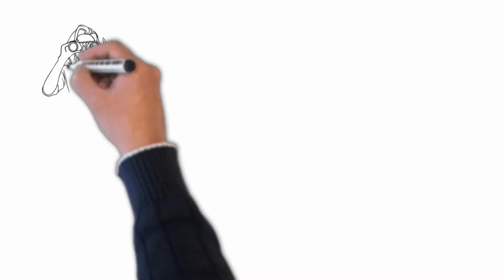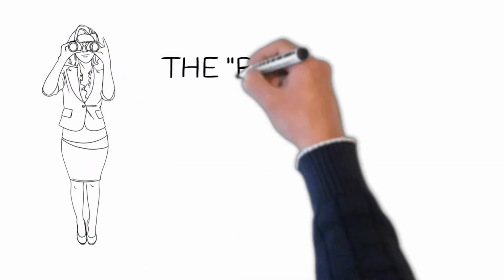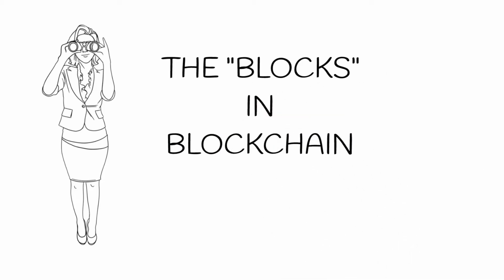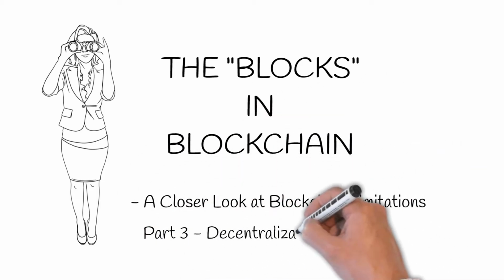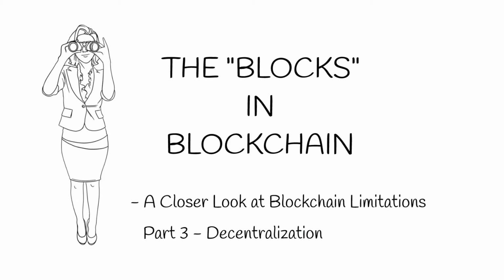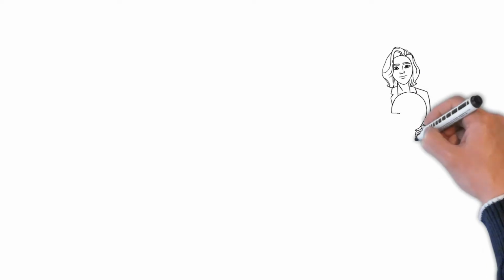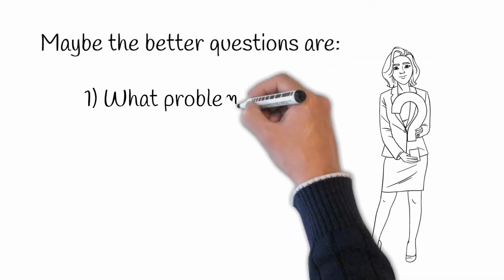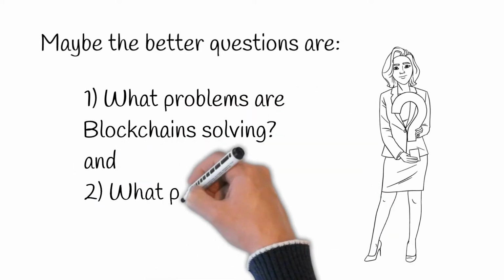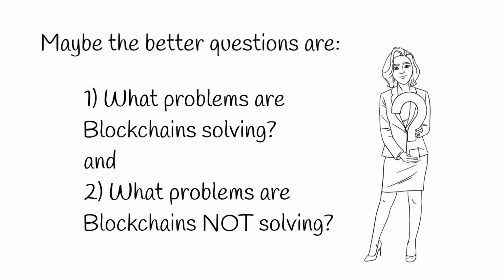In this video from the series, The Blocks in Blockchain, we take a closer look at blockchain limitations. This is part 3, Decentralization. However, maybe the better questions to ask are, what are the problems the blockchains are solving, and what are the problems the blockchains are not solving?